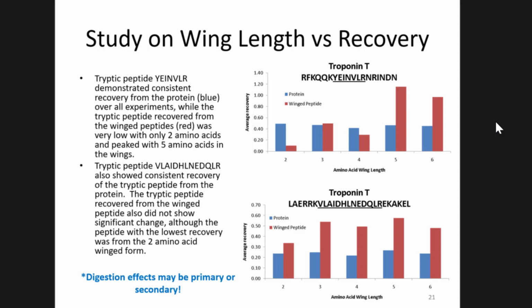And then for this peptide, you can see there are different sequences in the amino acid wings. This one didn't seem to have as strong an effect, other than that 2 amino acid wings had the worst recovery over all of them. Protein recovery was consistent, but for this peptide, anything above 3 seemed to be okay, or maybe we had a more accurate assessment of the stocks of those standards.